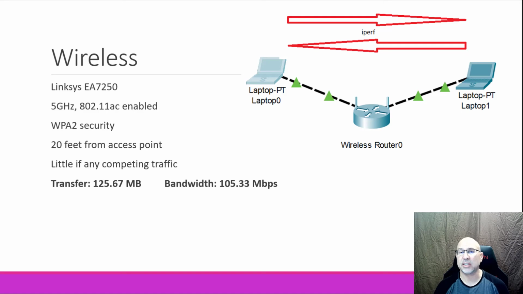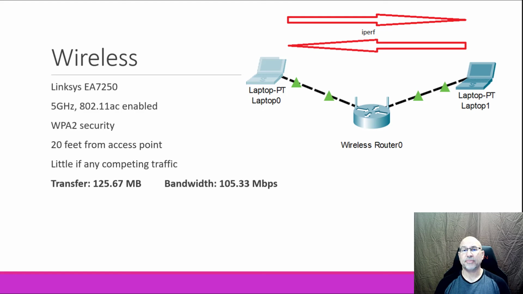So this is a Linksys EA7250. So it's not too bad. I set it up for 5 gigahertz and 802.11ac was enabled. The security that was on there was WPA2. And so that adds a little bit of overhead because we do have to encrypt, and we were about 20 feet from the access point. So a very, very commonly seen scenario. Just a pro tip, take a site survey and see what the other networks around you are doing. We've got some 2.4 gigahertz networks around here, so I moved to 5.